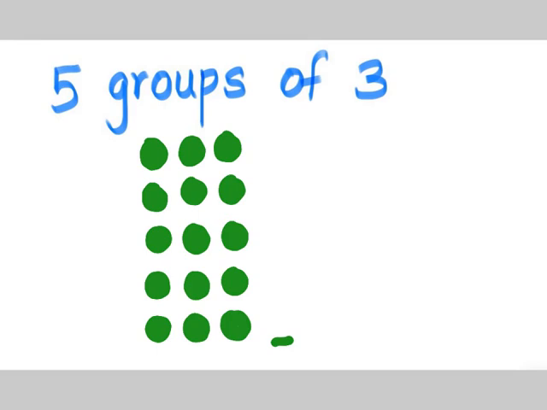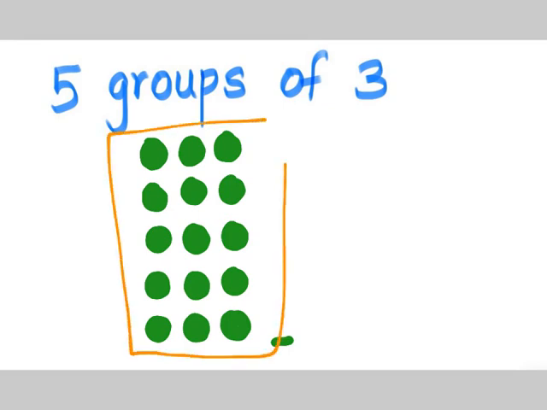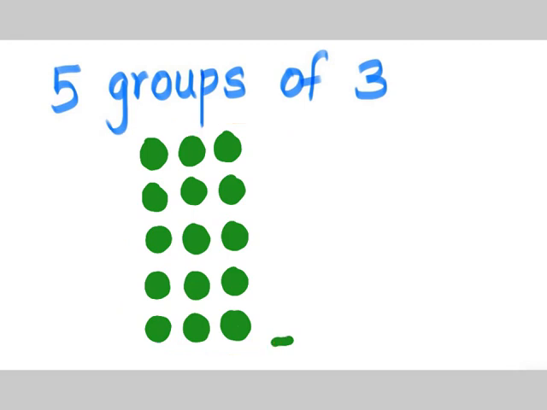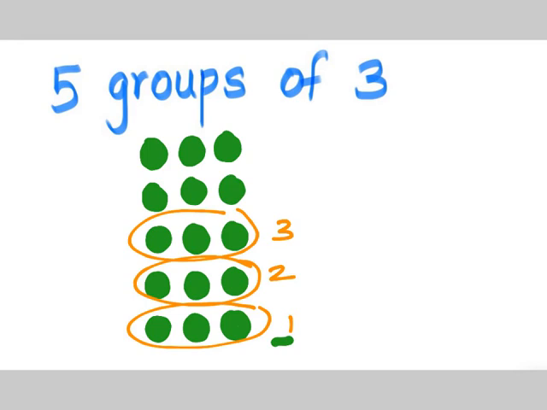Okay, now 5 groups of 3. What you see here is an array of 5 groups of 3. Let me count and show you the groups. This is group number 1. This is group 2. This is group 3. This is group 4. And this is group 5.